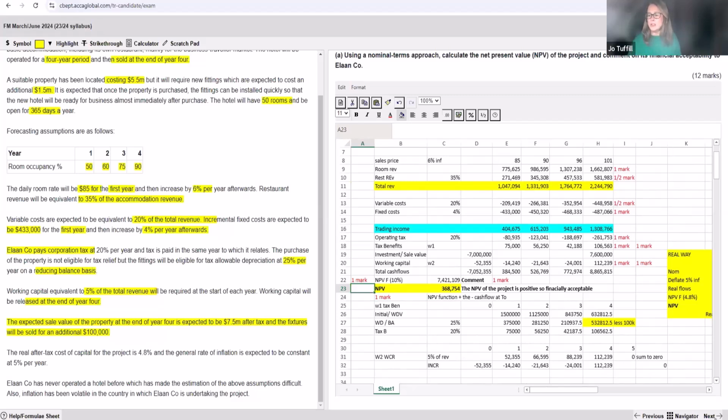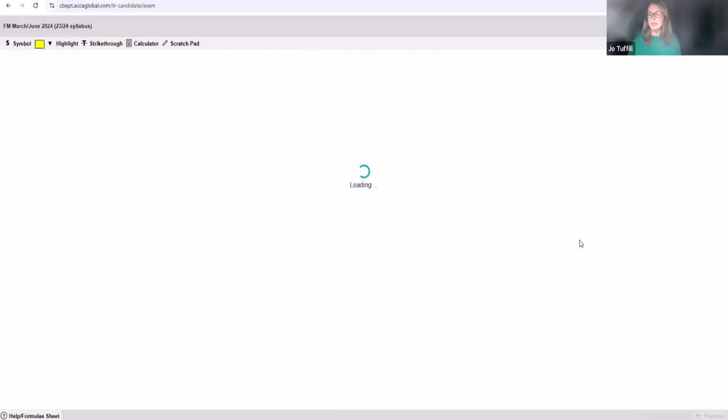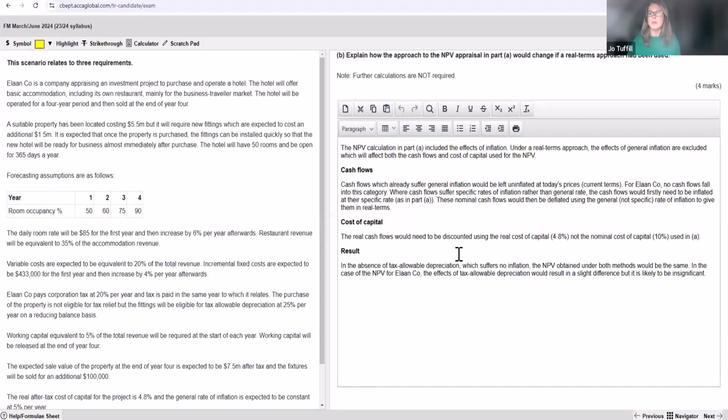So that's what the question was asking, which is over here. So you weren't required to do that, but I wanted to show you how you do it as a numerical. So you need to explain how the approach to the net present value appraisal in A would change if the real terms approach had been used. And so it was for 4 marks.